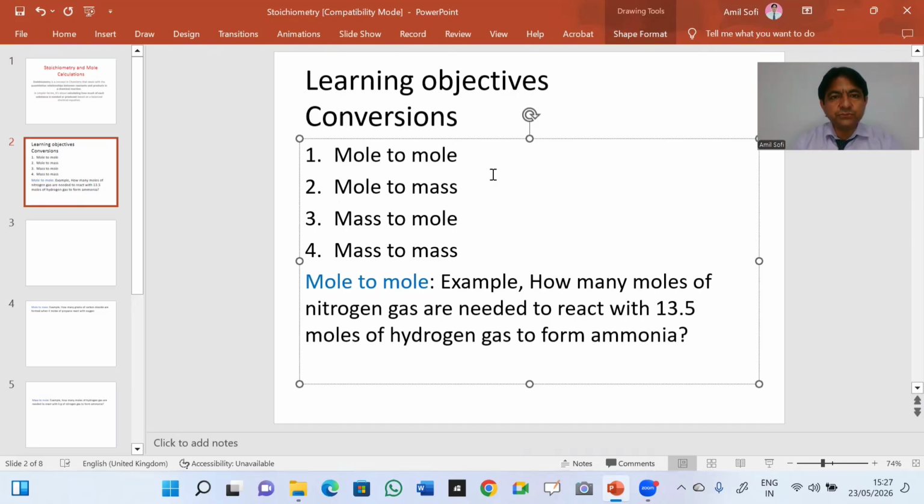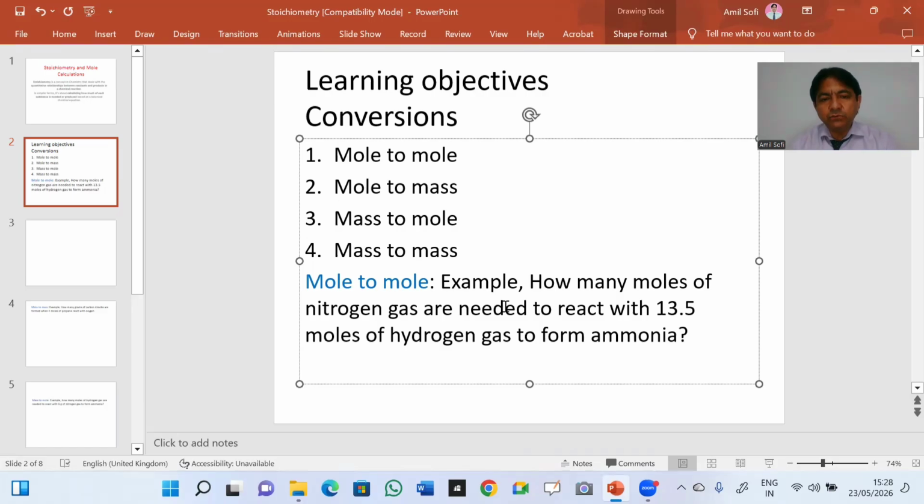Today's learning objectives: we will see how we can convert mole to mole, then mole to mass, mass to mole, and mass to mass. So let's start with an example. Here we have how to convert mole to mole. Here is an example given.